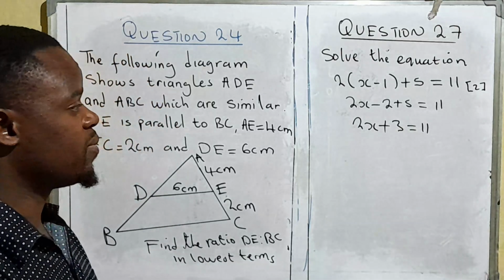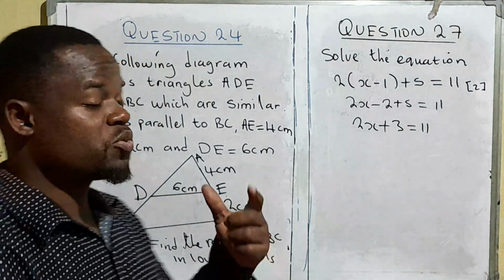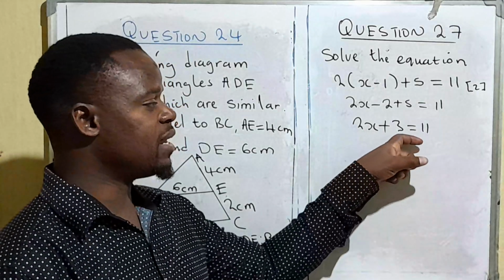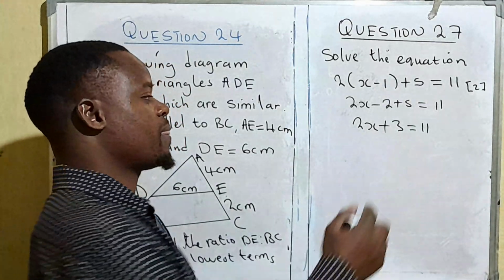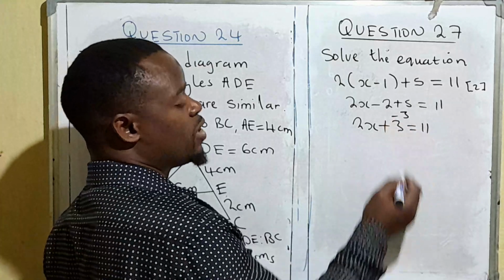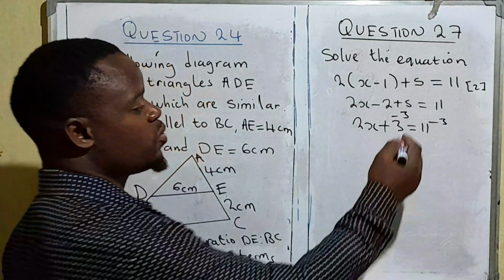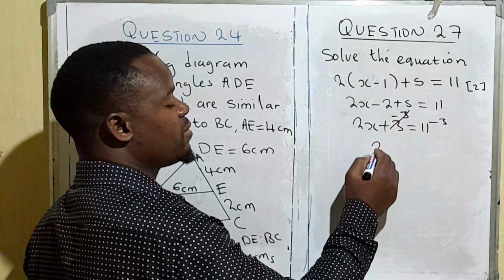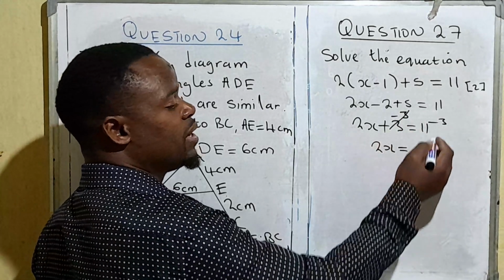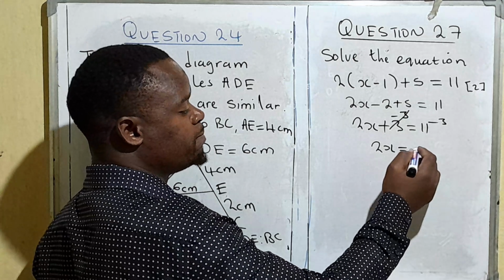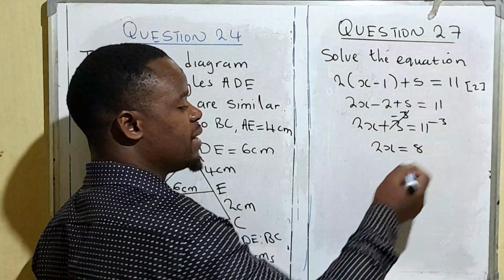At this point, since we are looking for the value of x, bring in the additive inverse of 3, that's negative 3. What you do this side is what you do that side, right? So this one will give us a 0. 2x is equal to 11 minus 3. That will be 8, right?